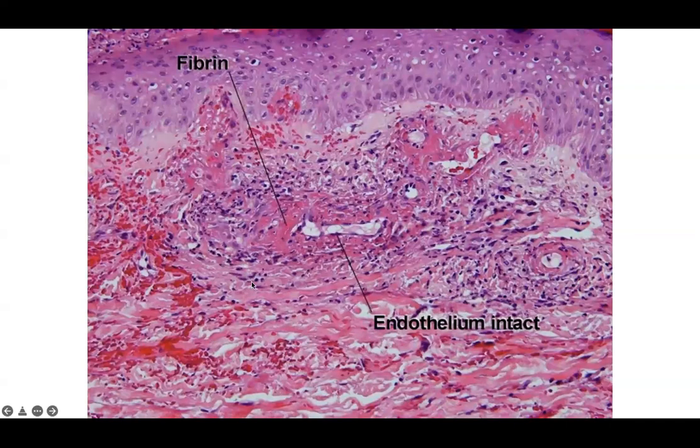And this is just a great example of the extravasated red blood cells you can start to see, and that's what leads to the palpable purpura that you see in most cases of evolved leukocytoclastic vasculitis.